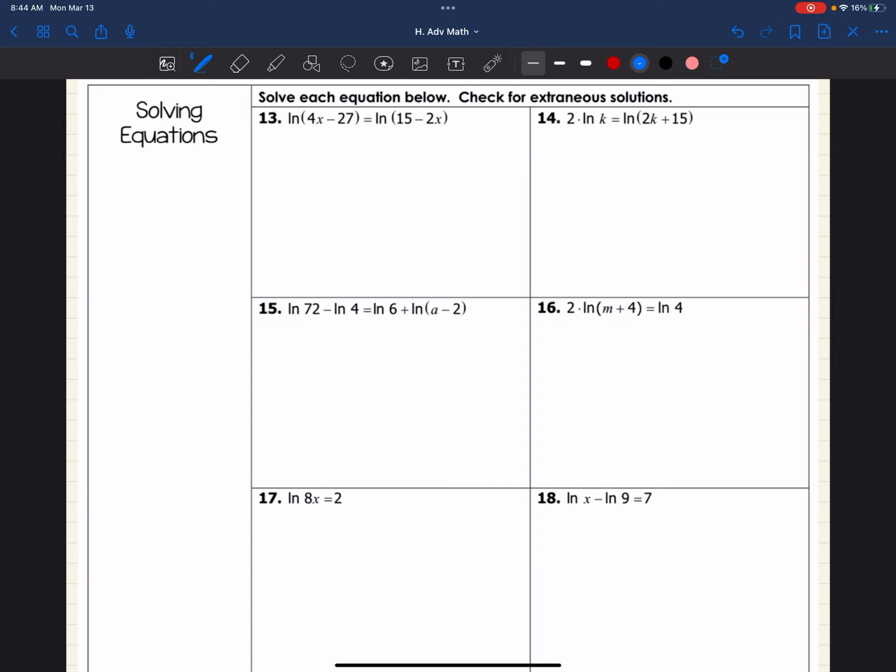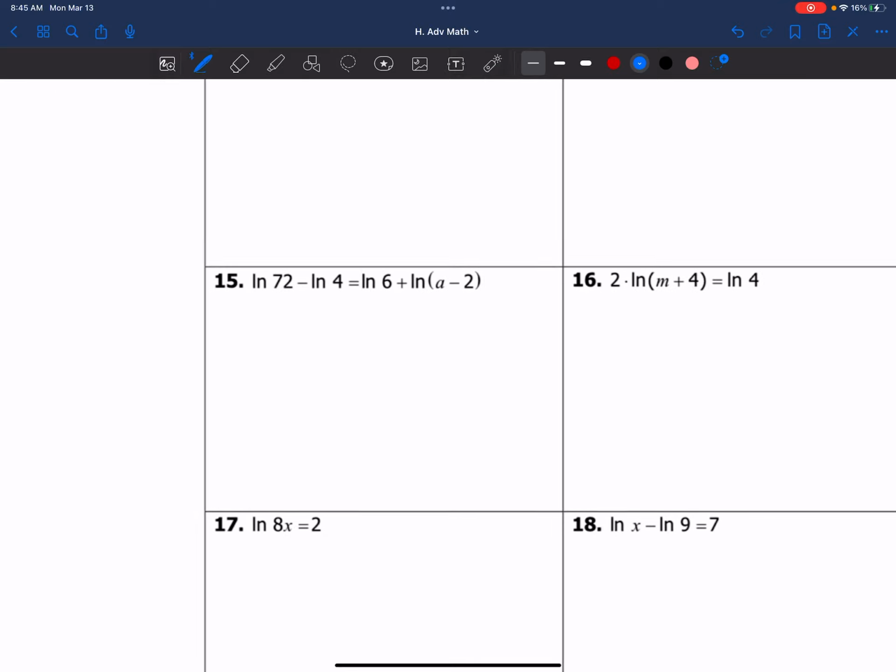Again, you've done this. Make sure that we check for extraneous solutions as well, because remember, you cannot take the log of a negative number. So on this back side, maybe I can go ahead and do 2 questions, and then you'll be expected to do the rest when we have time in class on Tuesday. So for example, let's do number 15.